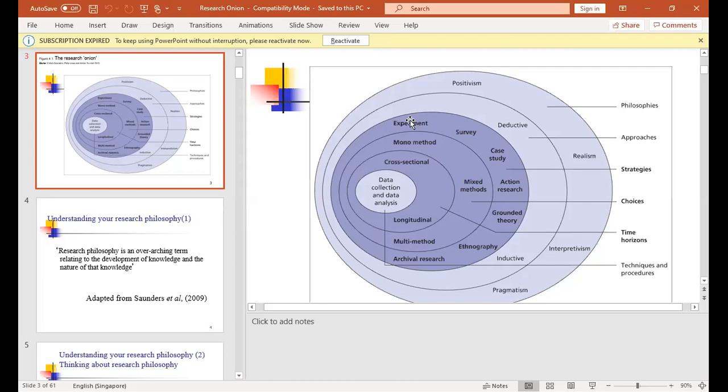Then the final layer is your time horizon, where you have the cross-sectional and longitudinal time horizons. Cross-sectional is where you collect your data at one point of time, and longitudinal is where you collect the data at multiple points of time. So that's how you can explain the onion. So what is inside the very core of the onion is about data collection, and then how your sample is chosen, in other words the sampling techniques, and how you decide about the sample size, and what your data collection instrument is, and what methods of statistical techniques you follow.